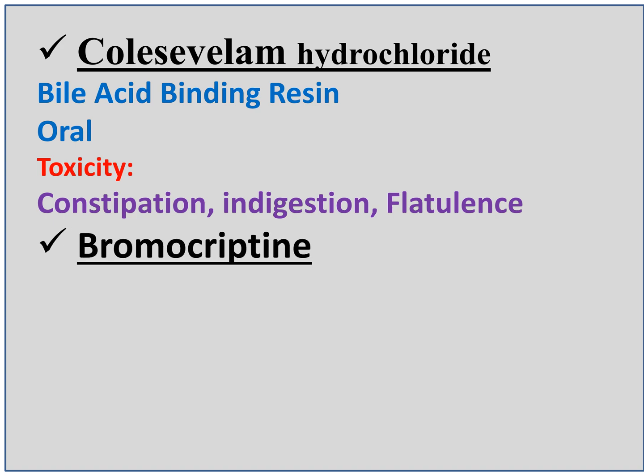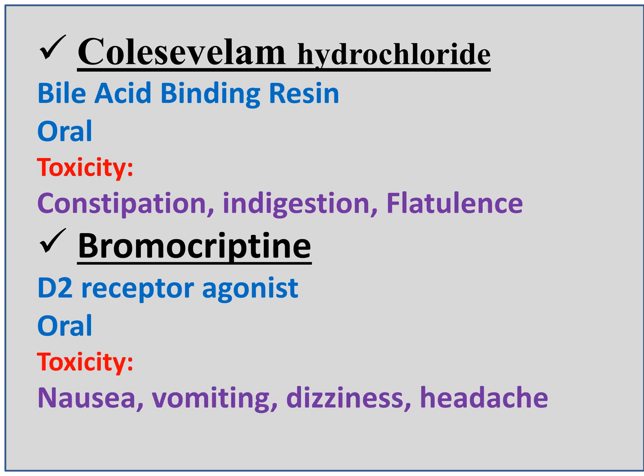The other one is bromocriptine. Bromocriptine, as you already know, is a D2 receptor agonist. It will produce its effect by inhibiting an excessive sympathetic tone in the central nervous system, and that will lead to a reduction in the post-meal plasma glucose levels, because it's going to enhance the suppression of hepatic glucose production. Bromocriptine is given orally, and it may lead to nausea, vomiting, and headache.